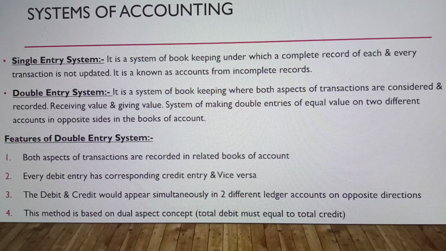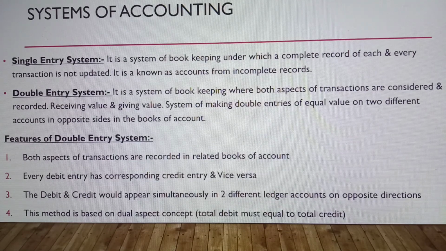Systems of accounting. There are two types of systems that we use. One is a single entry system and the other is a double entry system. Single entry system is more like bookkeeping, which is not a complete record of each and every transaction. We could also call it accounts from incomplete records. Whereas the double entry concept should be recorded in the books of accounts. This is more to record a debit and a credit aspect of every transaction, which is very important. It records the receiving value and the giving value in the system, which is very important to do accounting.